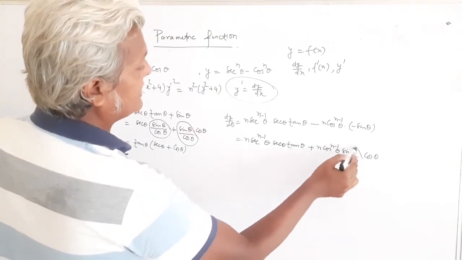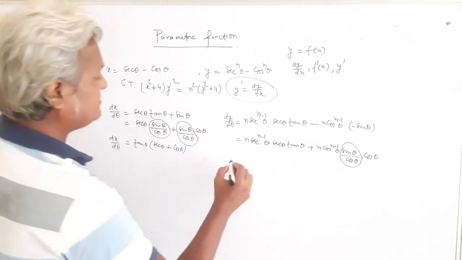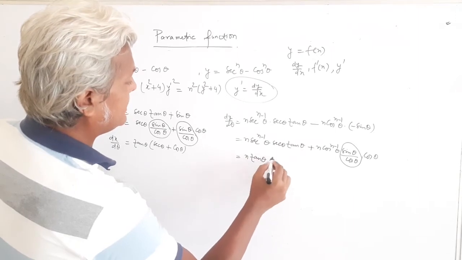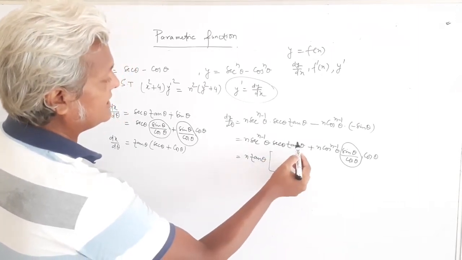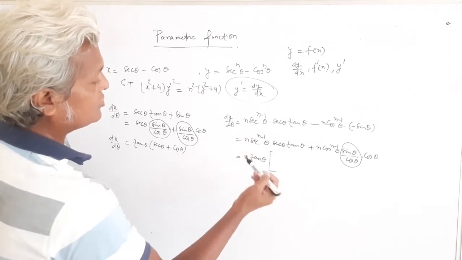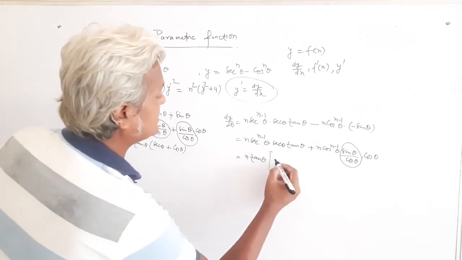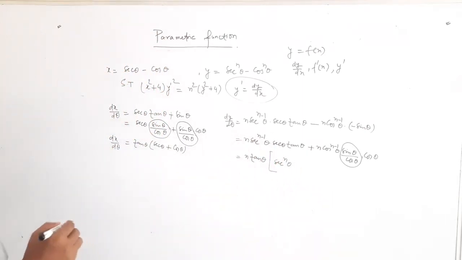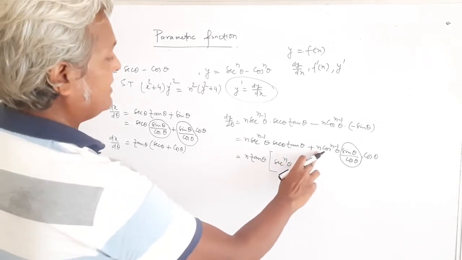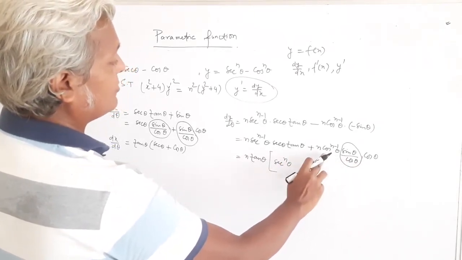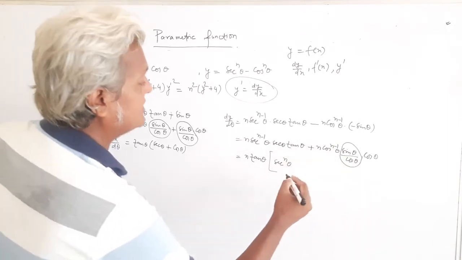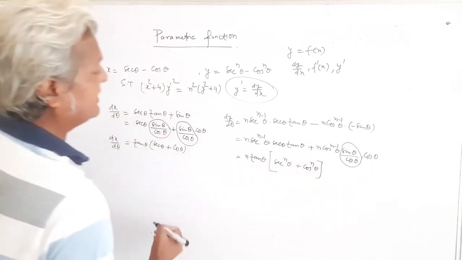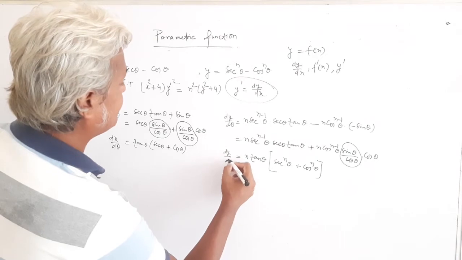So now I can take n common and tan theta common. Now sec to the power n minus 1 theta into sec theta becomes sec to the power n theta, and this is n with tan theta taken common. Again cos to the power n minus 1 theta and the cos theta becomes cos to the power n theta. This is your dy by d theta.